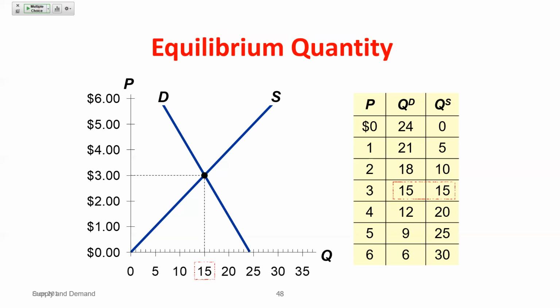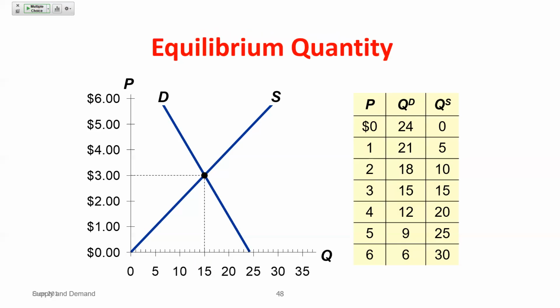So we identified the equilibrium price, and we already talked about how whatever the quantity is at that price, that would be our equilibrium quantity.